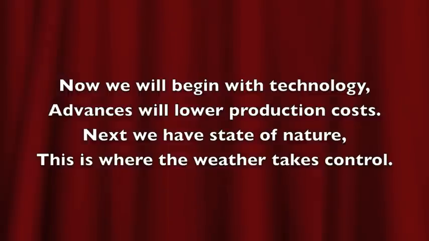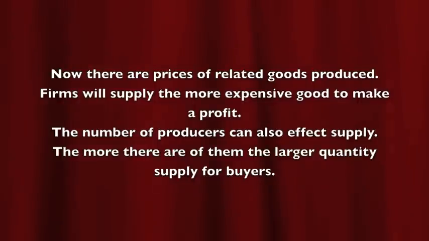Next we have state of nature. This is where the weather takes control. Now there are the prices of related goods that are produced. The firms will supply the more expensive goods to make more profit. The number of producers can also affect supply. The more there are of them, the larger the quantity supplied for buyers.